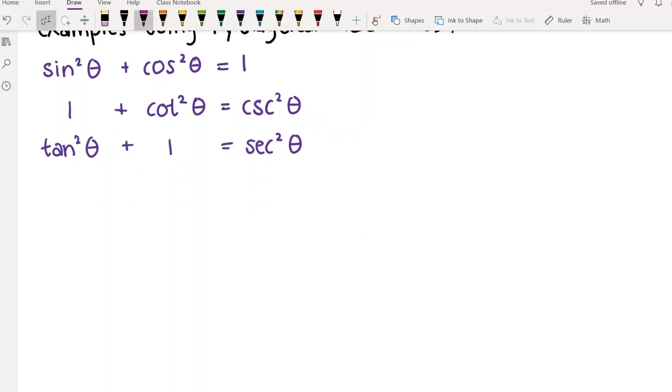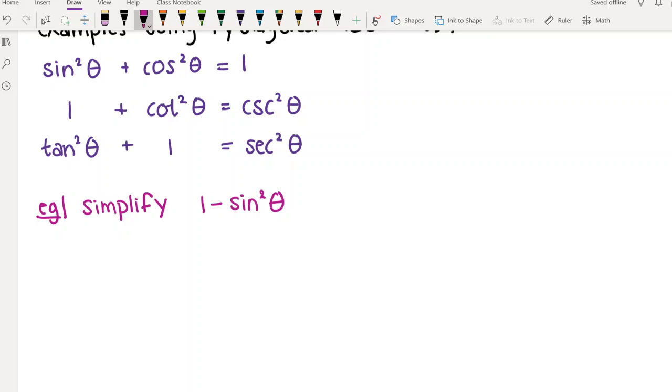Okay, so let's look at some examples. So first one, we are going to simplify, and I actually gave this one away accidentally on the last page, but I'll just do it again.